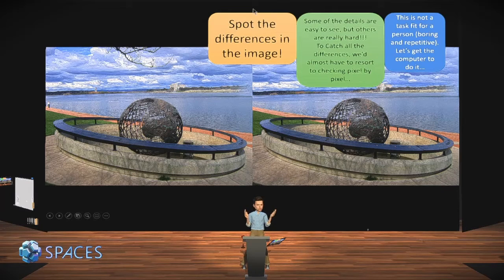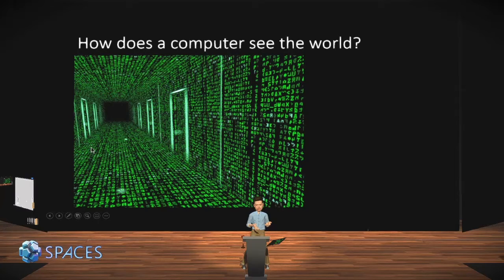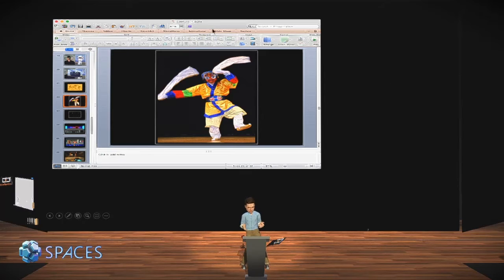Now, first, we've got to ask the question: how does a computer see an image? How does a computer see the world around us? And this image here is foreshadowing what we're going to say. The computer sees the world in a very discrete way. Now, let's look at an example. This is a screenshot of a PowerPoint presentation that I do for another class. Matter of fact, it's the first presentation from our virtual reality class, where we talk about the evolution of art.